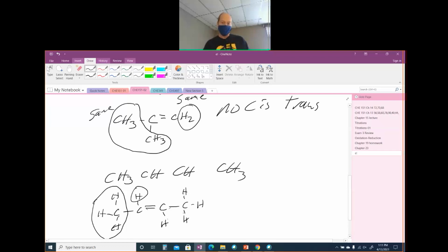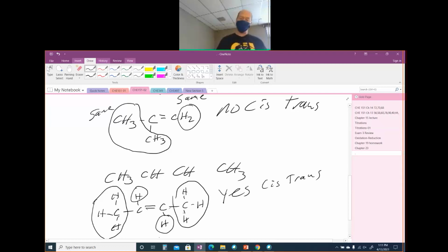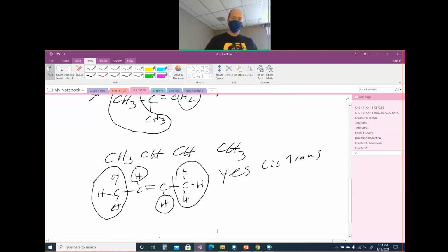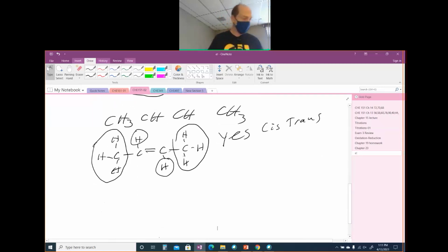Now, on this side, you have a methyl and you have a hydrogen. Those are different. You have on the other side a hydrogen and a methyl. Those are different. So yes, you will have cis-trans. All right, the one that I drew was trans. One's going up, one's going down. They are on opposite sides. That is trans. You could put another one where they're both going either up or both going down, and that would be a cis arrangement.